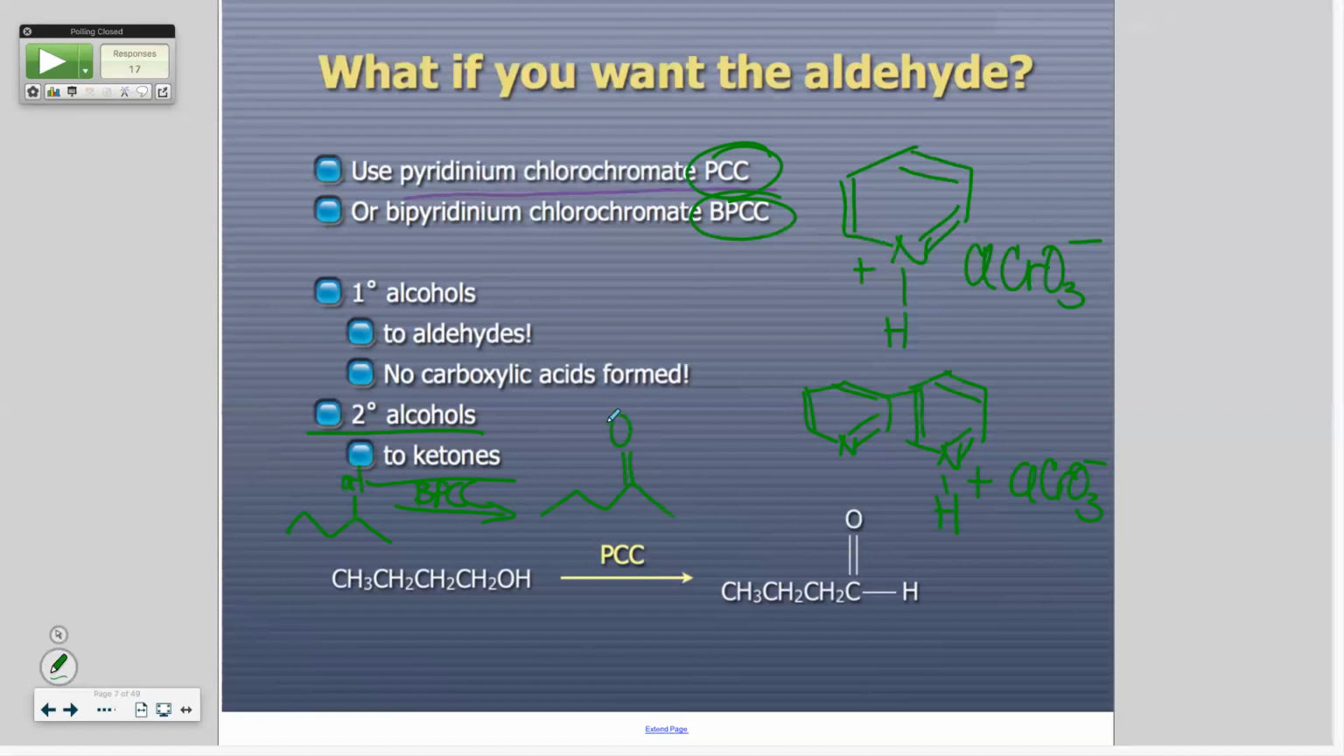Doesn't really matter. But just so you know, chromium is not a good thing for the environment. So we try really hard to not use chromium. And I'm going to show you some things that we've come up with so that we don't have to use chromium. Because you have to handle it carefully. You have to dispose of it carefully.